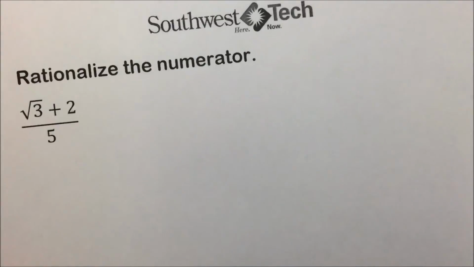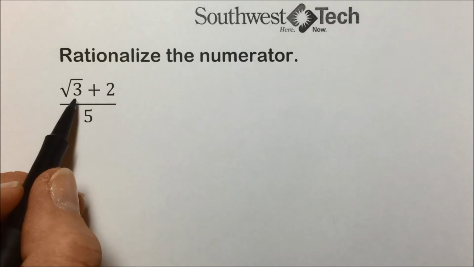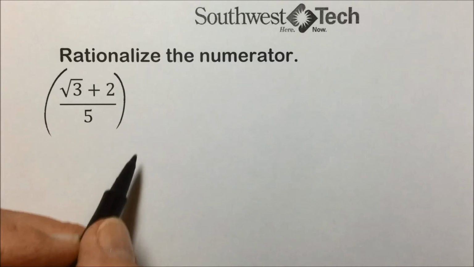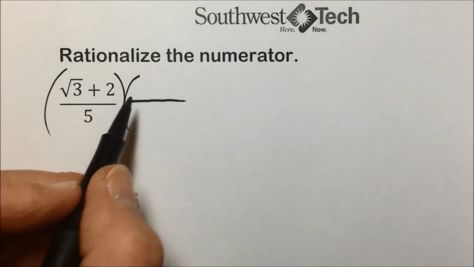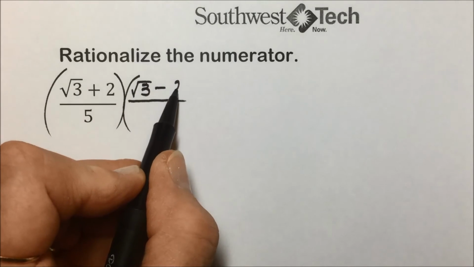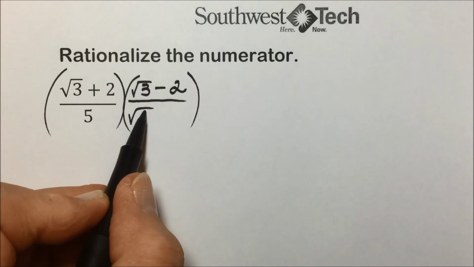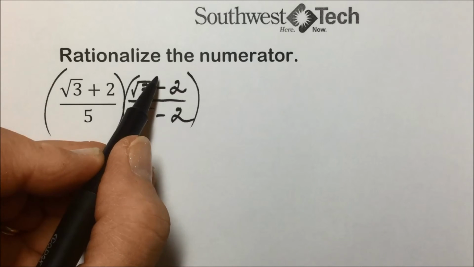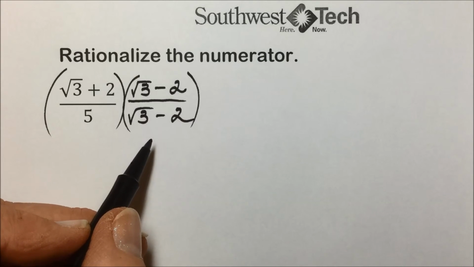It works the same way if we're asked to rationalize the numerator, which means to eliminate the radical from the numerator. And since this is a 2-term, the only way we can eliminate that is to multiply by the conjugate. So with that we have conjugate pairs, which means it's the same first term, opposite sign, and same second term in the numerator as in the denominator, because this is equivalent to multiplying by a 1.